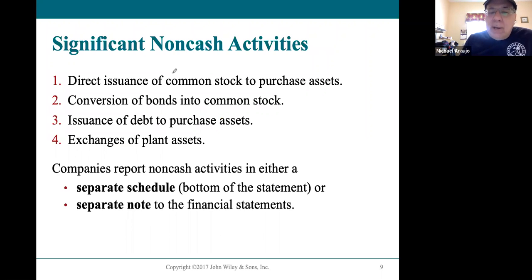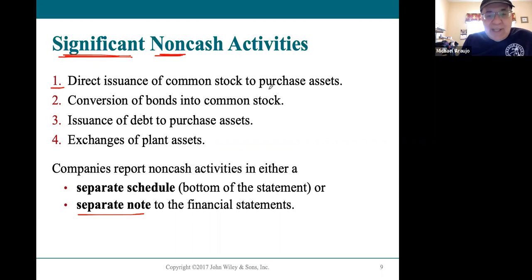There are some activities that are very significant. In other words, they're meaningful to the company, but they do not involve cash. And so these would be reported separately, usually as a separate note or at the bottom of the statement, but they're not part of cash flow because there's no cash involved. Your book tells you a bit about some significant activities in which no cash is involved, okay?